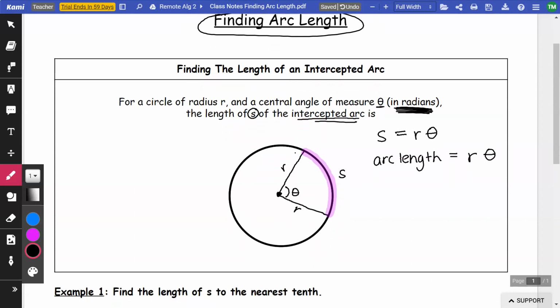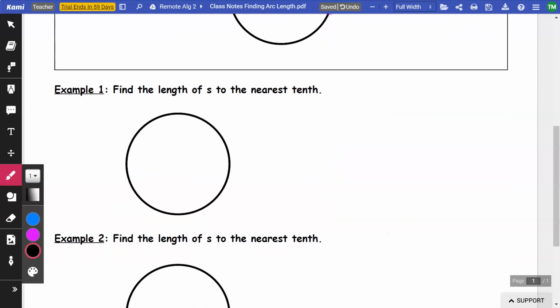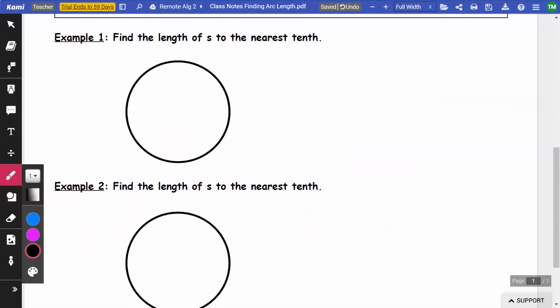In example 1, we're going to find the length of S to the nearest tenth. You do need a calculator for these problems. You are going to find the decimal version of the answer. We're not going to leave them as fractions in this case because we're talking about distance. When we talk about distance, we don't tell someone that something is pi centimeters long. We tell them what it would be in decimal form. So find the length of S to the nearest tenth. We need to go ahead and draw it.